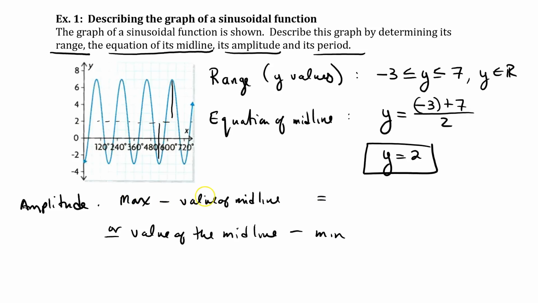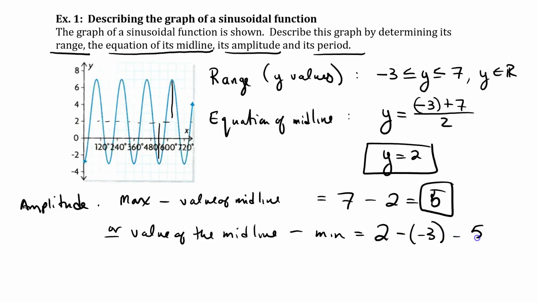So the maximum here is going to be 7 minus the value of the midline, 2. So our amplitude is going to be 5. Let's see if we get 5 if we use the other way. The value of the midline, which is 2, minus the minimum, which is -3. 2 minus -3, which is 2 plus 3, is 5. So either way you calculate it, you're going to come up with the same thing.